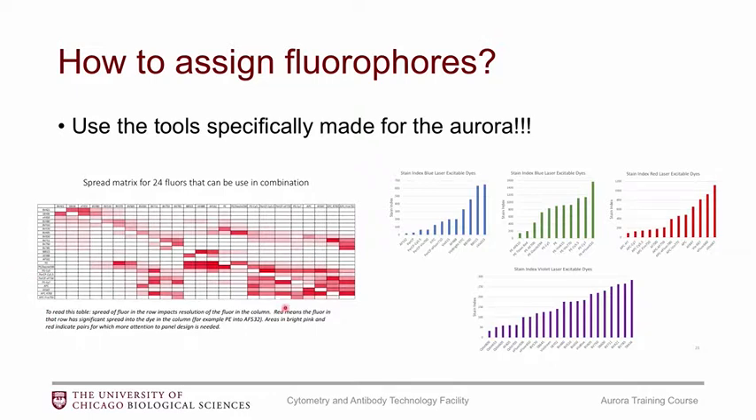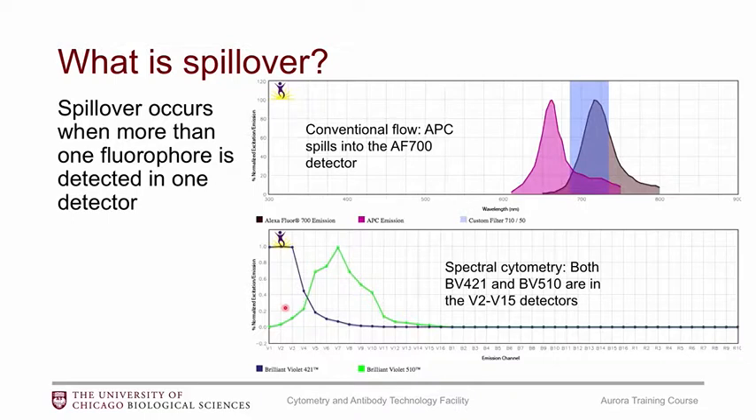So to better understand the spread matrix, I'm going to talk a little bit about what spreading is and what spillover is, because they're related but different. Spillover you've probably heard of if you have done a lot of conventional flow cytometry. On this top graph, we've got our emission spectra for AF700. Then we've got the AF700 detector in blue. And then you can see that there's a little bit of APC in this detector as well. So we say that APC spills into the AF700 detector.